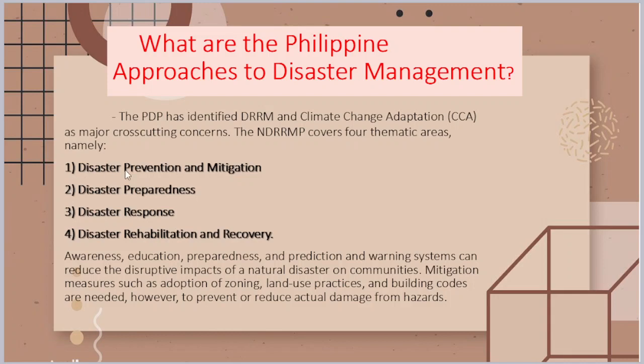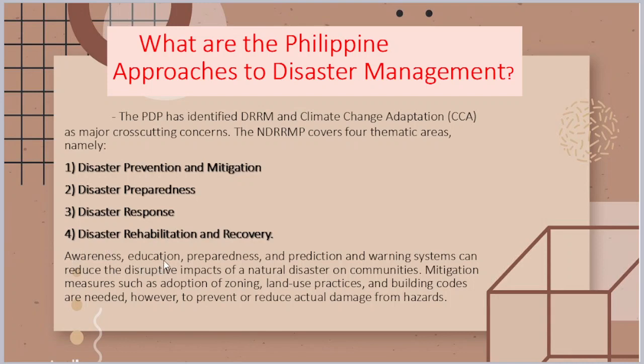So we have disaster prevention and mitigation. So when you say mitigation, this is reducing or reduction. Second one, disaster preparedness. Third one, disaster response. And fourth one, disaster rehabilitation and recovery. Okay, so ito yung steps natin in managing disasters.